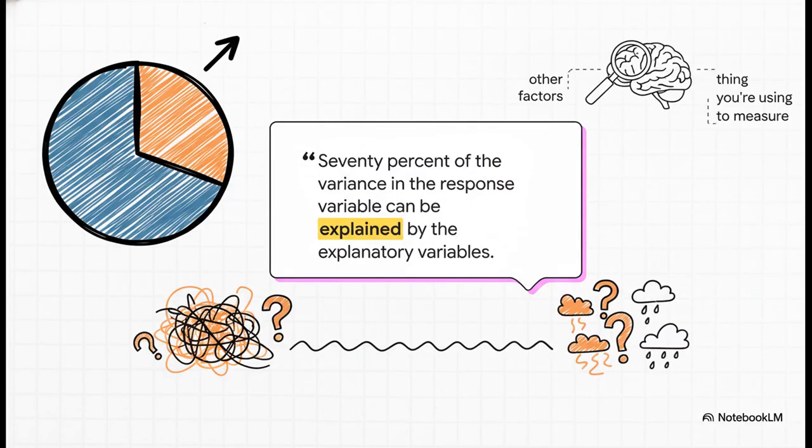So let's say a study comes back with an R² of 0.7, or 70%. What that's telling you is that your model, the factors you decided to measure, accounts for 70% of what's going on. The other 30%, well, that's due to other stuff. Things you didn't measure, maybe lurking variables or just random chance.